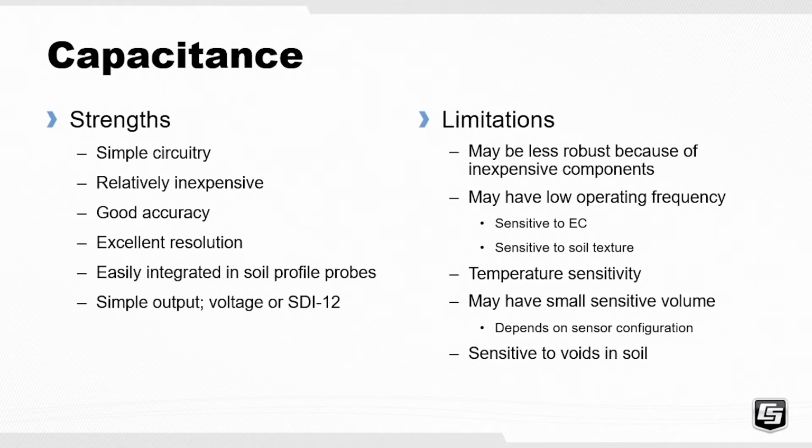It's also sensitive to voids in the soil, so air gaps next to the measuring elements, the rods, for instance, are going to compromise that measurement. This isn't unique to these sensors. This is true for virtually all sensors out there. If they have air right next to the sensing element, then that's going to cause problems with the measurement, because it's not just the soil, it's air, which has a very low permittivity.